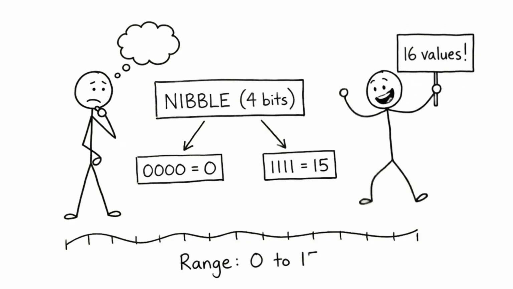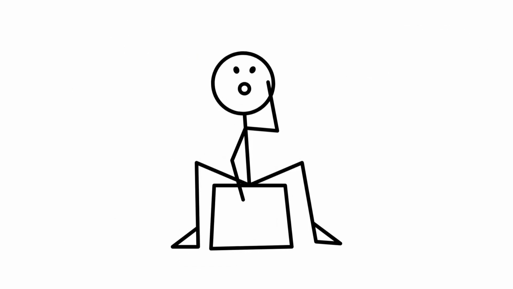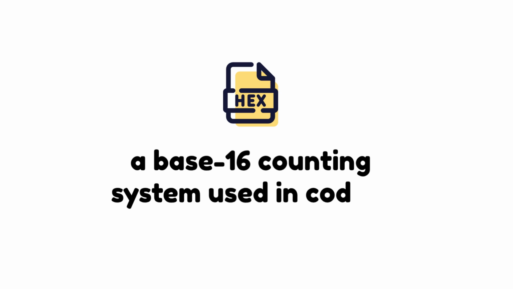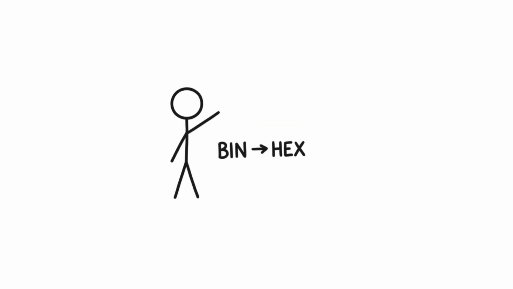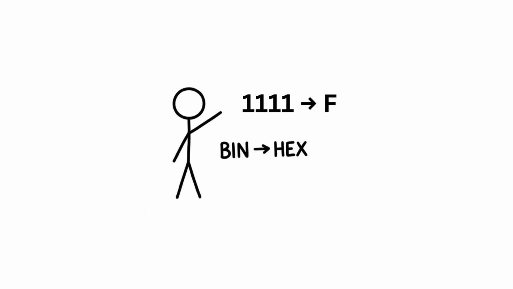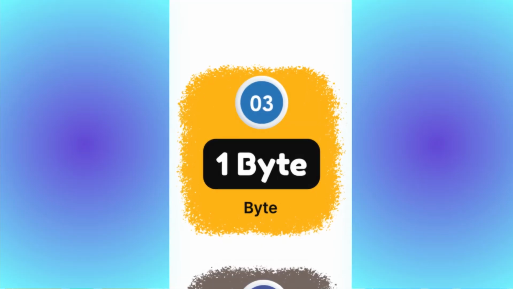You might be wondering, when would I ever need to know about nibbles? Well, nibbles are crucial in programming because each nibble perfectly corresponds to one hexadecimal digit. In hexadecimal, a base 16 counting system used in coding, the binary sequence 1010 becomes simply the letter A, and 1111 becomes F.